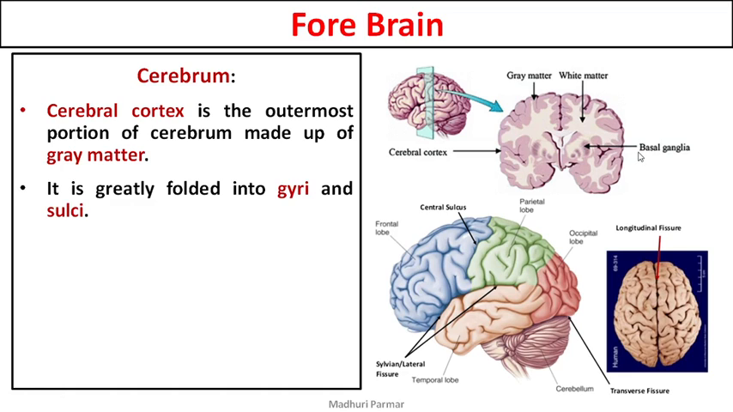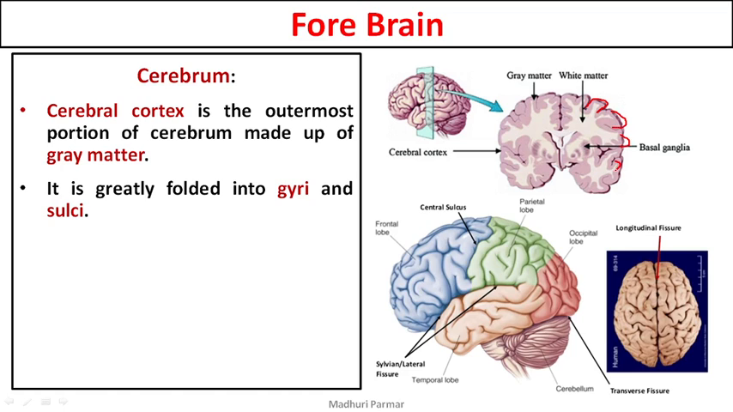It is greatly folded. Your brain has a lot of folds, and these folds increase the surface area. That is why they are present. So they are greatly folded into gyri and sulci. Let me explain what gyri are. This structure that you see, which is coming out, let me just highlight it, you can call it a gyrus. Then this structure is also a gyrus.